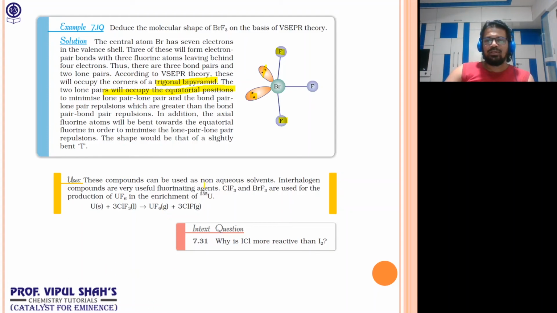Last come the uses. They can be used in non-aqueous solvents and as fluorinating agents, like ClF3 and BrF3. They are used for the production of UF6, uranium hexafluoride, for the enrichment of the U-235 isotope, which is used as a fuel in nuclear reactors to carry out the nuclear fission reaction. So uranium with ClF3 gives you uranium hexafluoride and ClF.